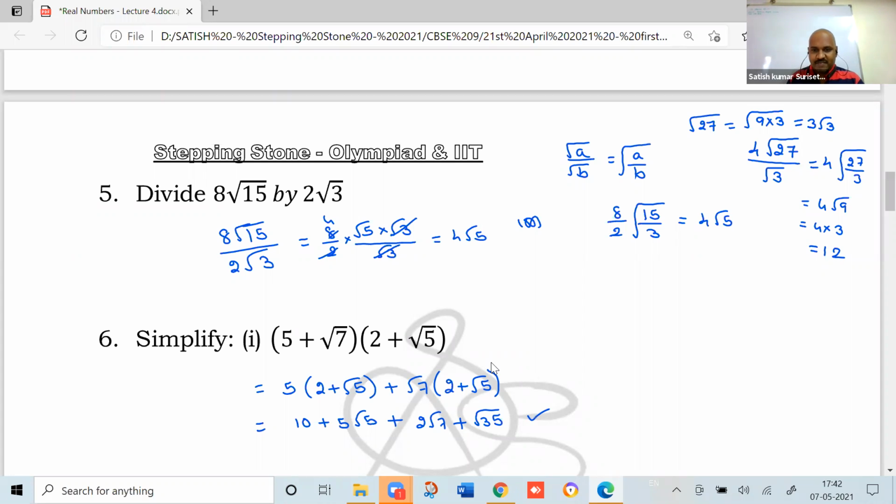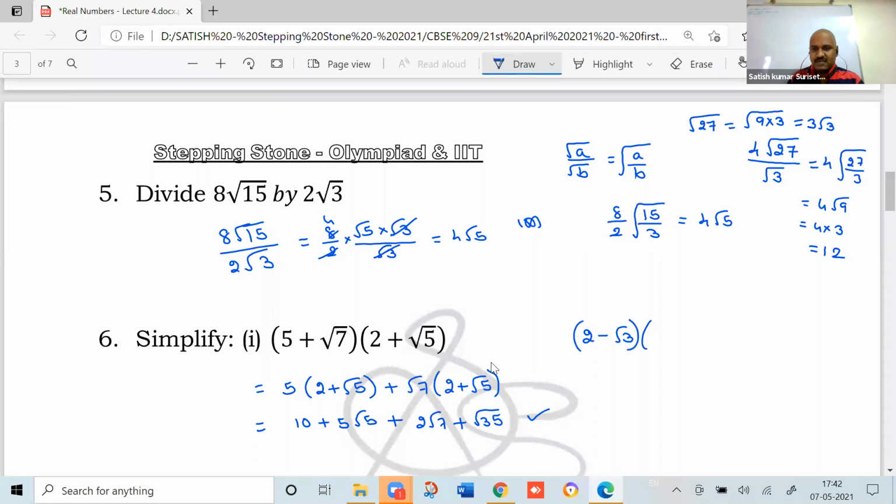Try this, all of you. 2 minus root 3 into 1 plus root 3. Simplify and tell me the answer.